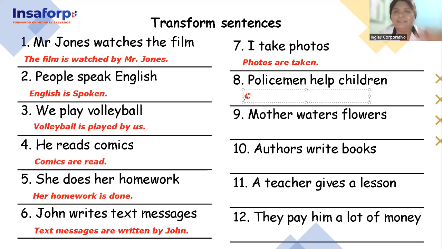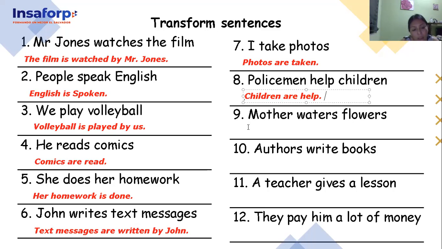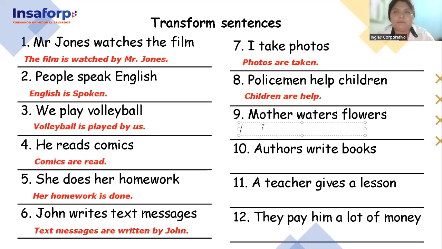Okay, policemen help children. It's really hot, right? Policemen help children. Children were helped. Present tense, present passive form. Children are helped. Okay. Mother waters flowers. Let's say my mother waters the flowers. So what could be the passive form, in a present passive form?